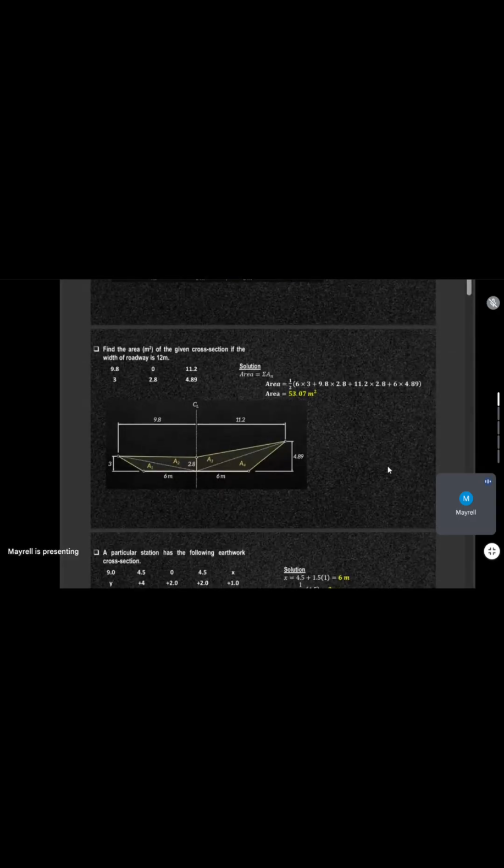So find the area in square meters of the given cross section if the width of the road is 12 meters. So you have the given cross sectional distances. So first, again, you draw the road. So the width is 12 meters. So that is a 12-meter road.